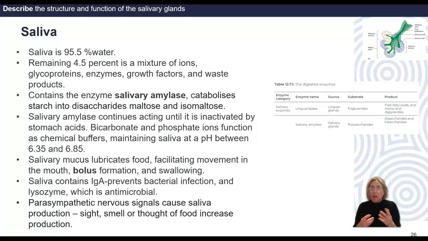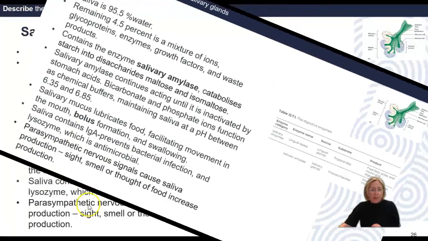So as I'm speaking, you might be thinking about food. You might actually feel that saliva getting going. In terms of other digestive enzymes, we do have lingual lipase, which is from the lingual glands, and they act on fat, so on triglycerides, to produce free fatty acids and mono and diglycerides.